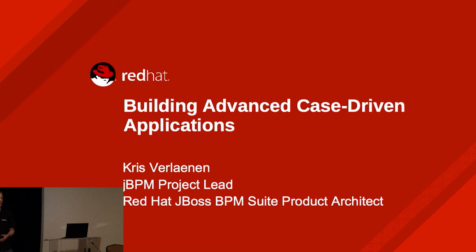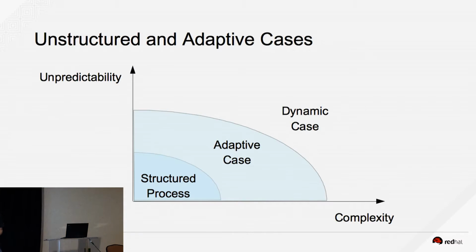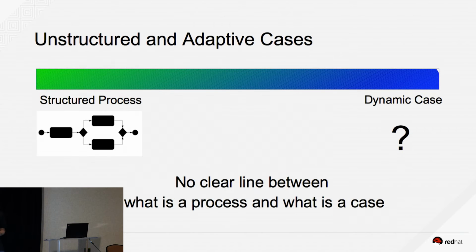jBPM is a completely open source BPM project, but there's also a supported offering by Red Hat called JBoss BPM Suite. I'll be talking a little bit about how we're extending our engine to support more adaptive and dynamic cases, and we see that as an extension to the normal structured processes where we offer more flexibility using more advanced features, but we really see that as a spectrum.